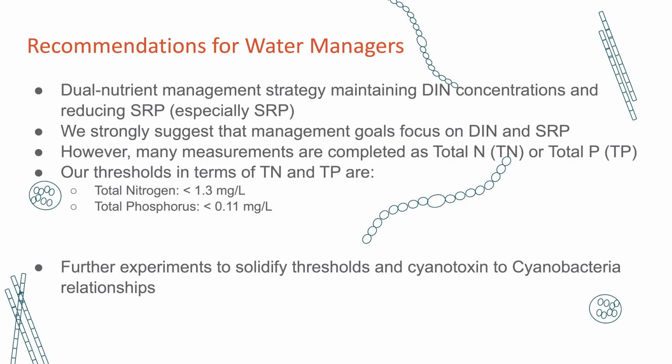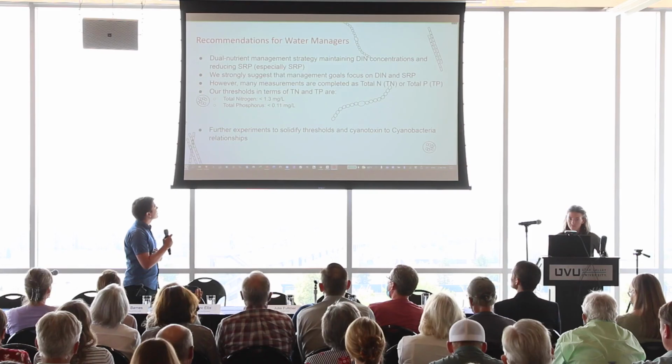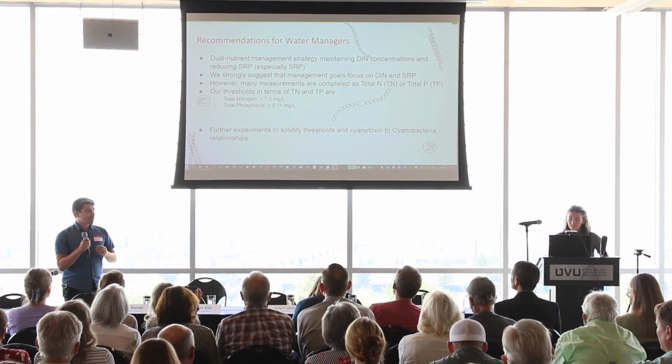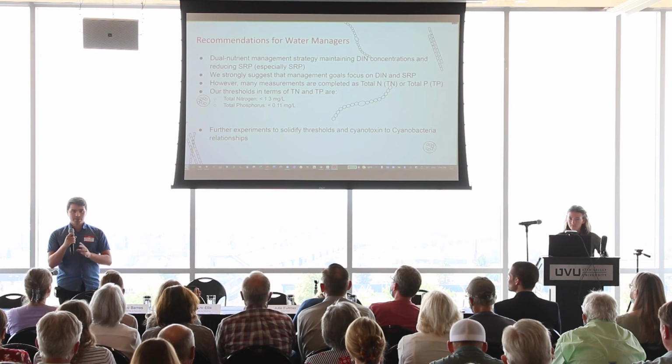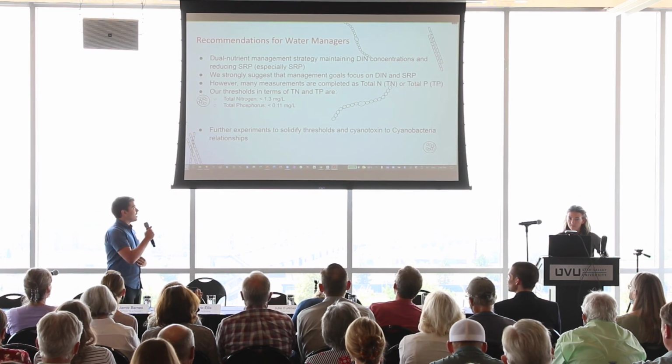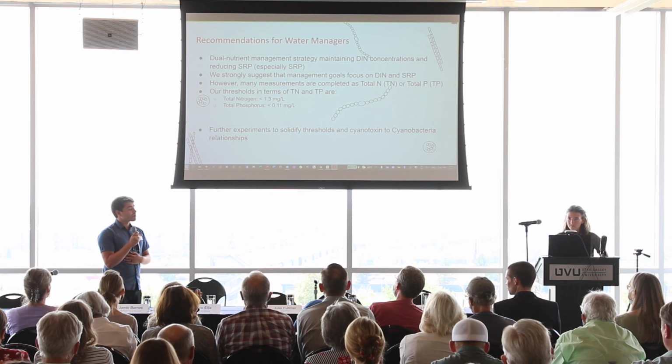But in knowing this, we propose that there needs to be a dual management strategy where we focus on maintaining levels of nitrogen, specifically DIN, and lowering levels of SRP, or phosphorus, that's in the lake. In doing this, we can reduce the amount of algal blooms that occur in the lake and the intensity of the algal blooms. We think this management strategy should be in terms of DIN and SRP, the nitrogen and phosphorus forms, since those are the most bioavailable.